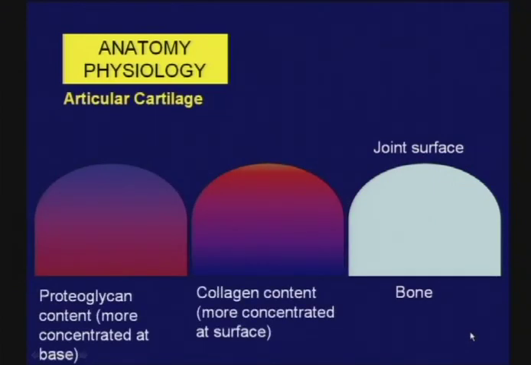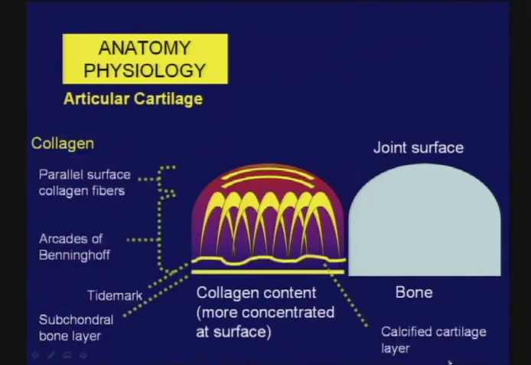The proteoglycan content, and more about proteoglycan in a moment, is more concentrated at the base of the articular cartilage and not in the superficial layers. The opposite is true for the collagen. The collagen is more concentrated in the superficial or surface layers and not in the deep layers.